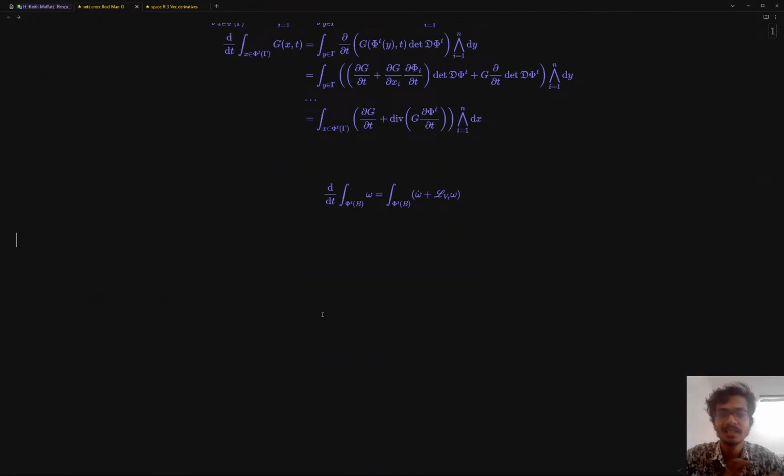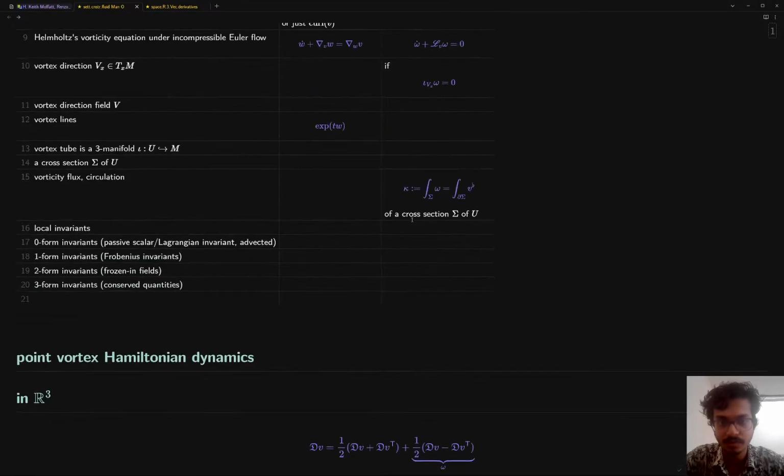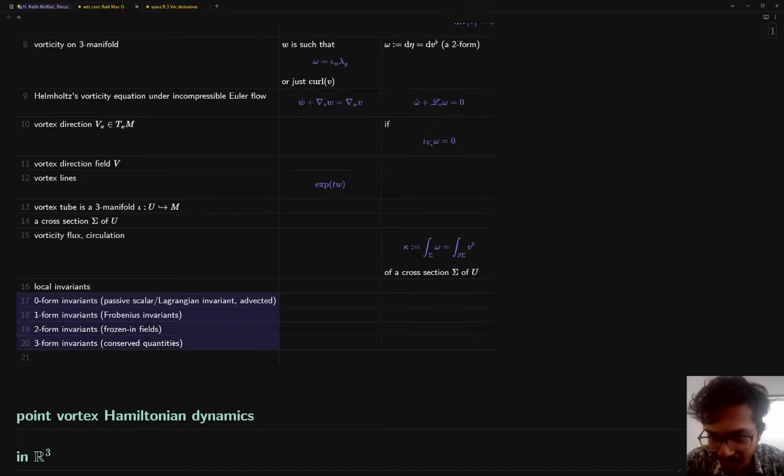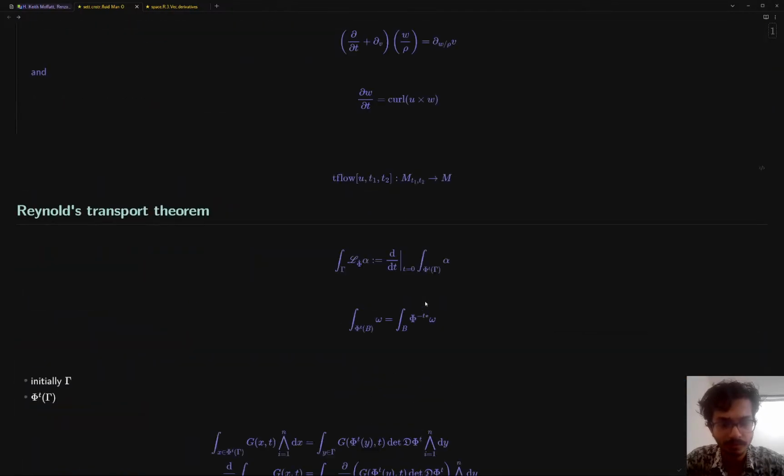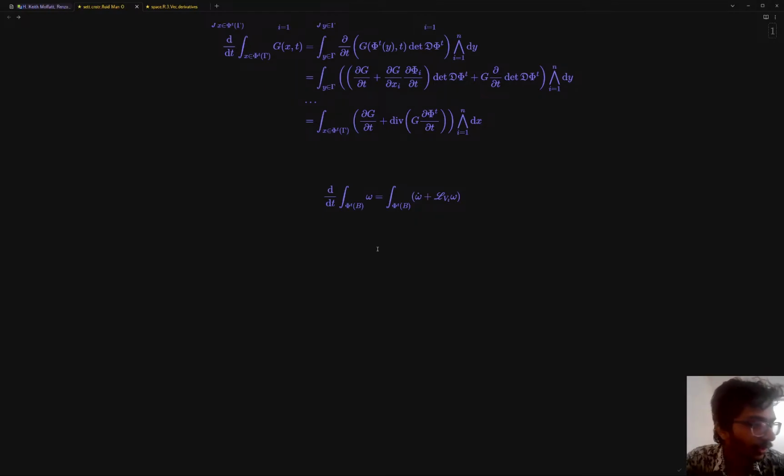So, what does the frozen-in criterion mean? This integral idea is the same for all of these invariants, but this frozen-in idea should be specific to the two-form. I should be able to say something about the frozen-in property in terms of the Lie derivative or something. I don't know. That is one of the things I want to work on.